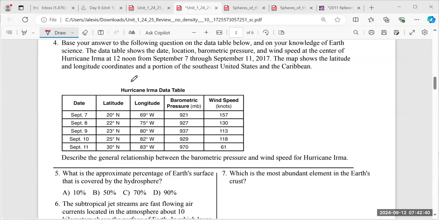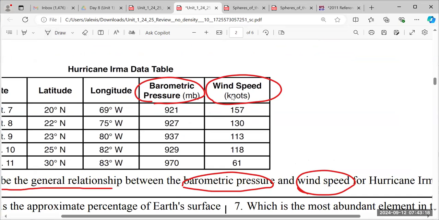So it says describe the general relationship. So boom, it's a relationship question between the barometric pressure and wind speed for Hurricane Irma. So when I get a relationship question, I know I'm going to be comparing 2 characteristics, right? I'm going to be comparing barometric pressure and wind speed. So I want to know what is happening, right? When one category is increasing or decreasing, what's happening to the other category, all right? So when I'm going to zoom in, let's compare, all right?